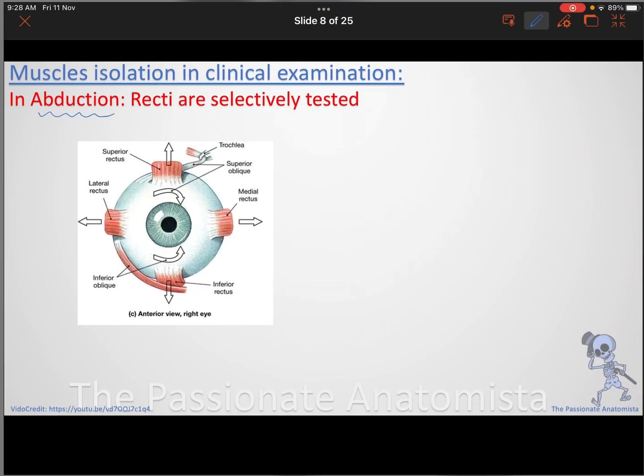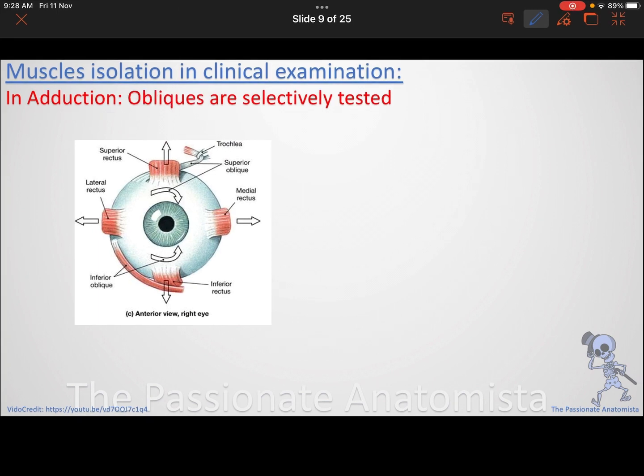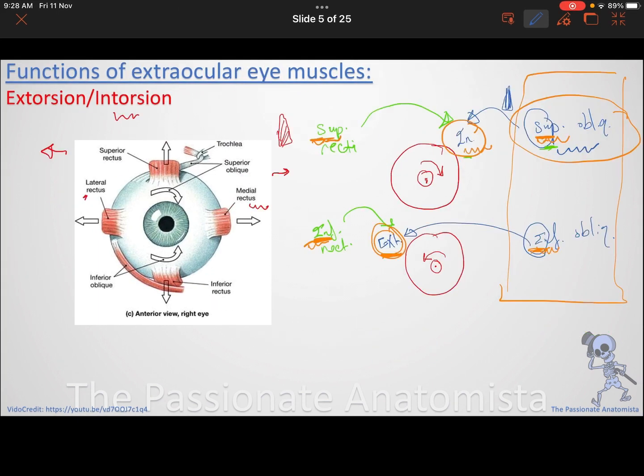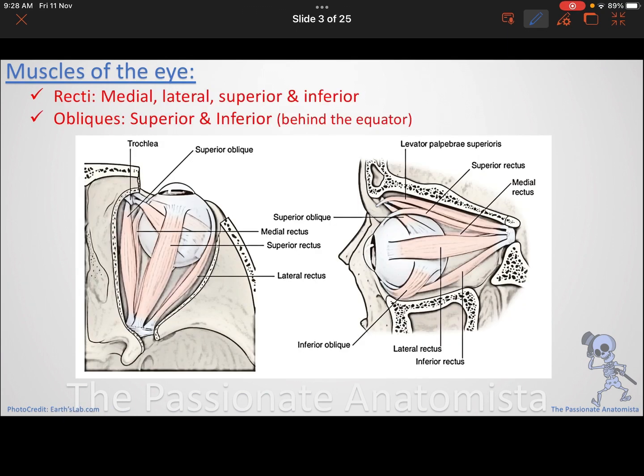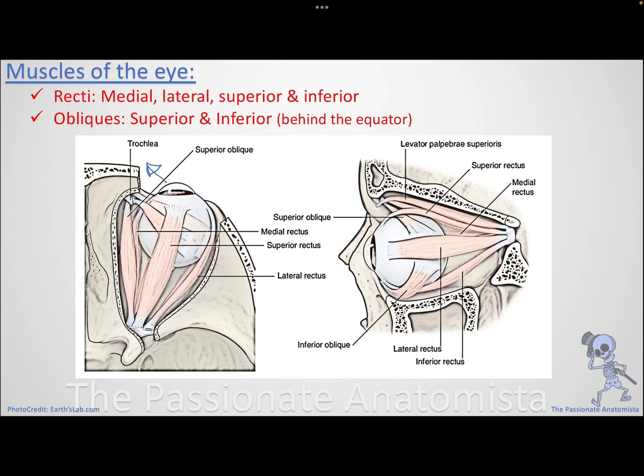All right, so getting back to this, in adduction, let me show you the muscle here to make more sense. If you guys look at the eyeball, your eyeball is here in adduction position. When it's in adduction, we are selectively working with the oblique people. But who will do elevation and depression? You know, this is attaching behind the equator. So the superior oblique will do depression, and the inferior oblique will do elevation.